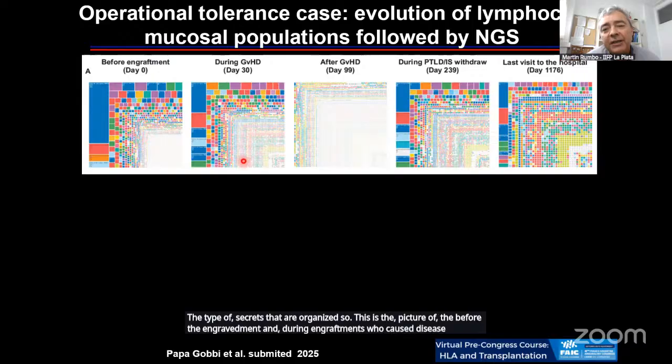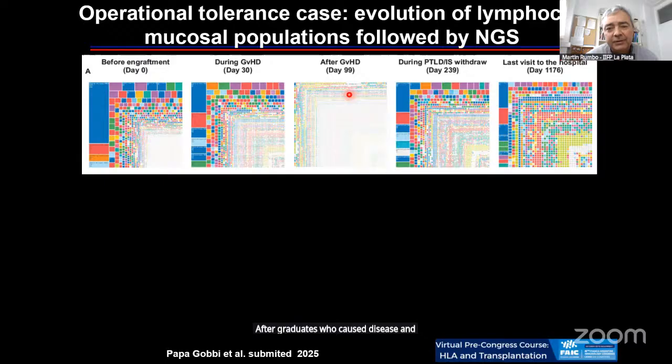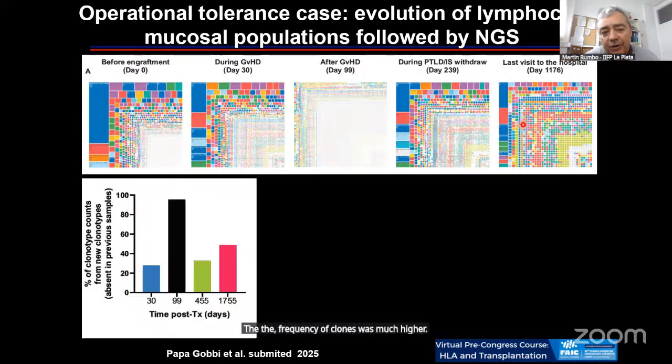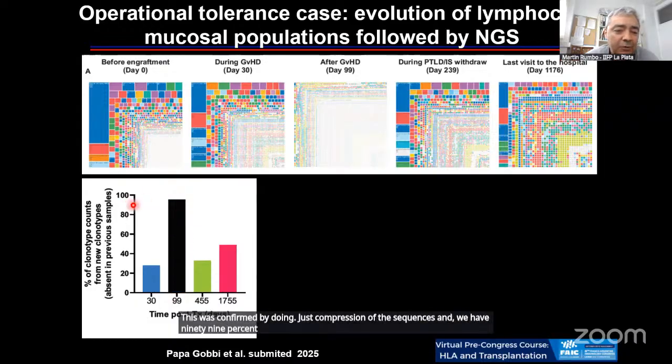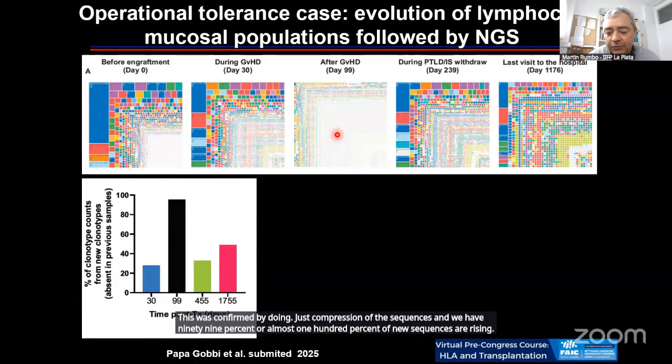But what was striking for us is that after graft-versus-host disease and before just the withdrawal of the immunosuppression, there was a complete disappearance of any major clones, and the frequency of clones was much higher than later on. And this was confirmed by comparison of the sequences, and we have 99% or almost 100% of new sequences arising after the graft-versus-host disease.